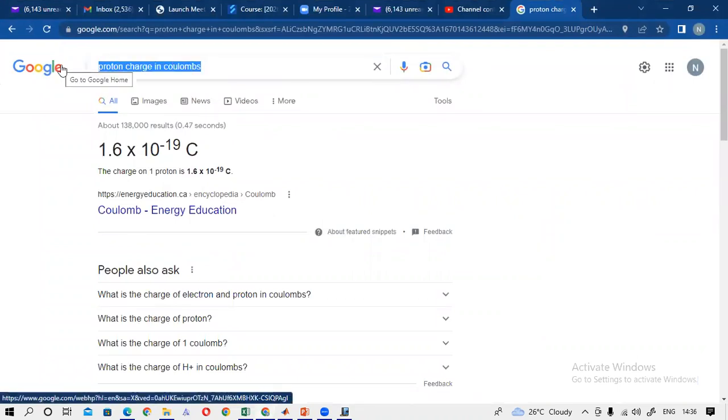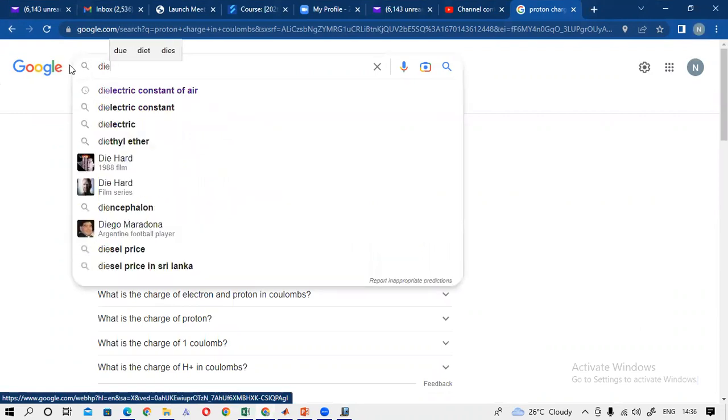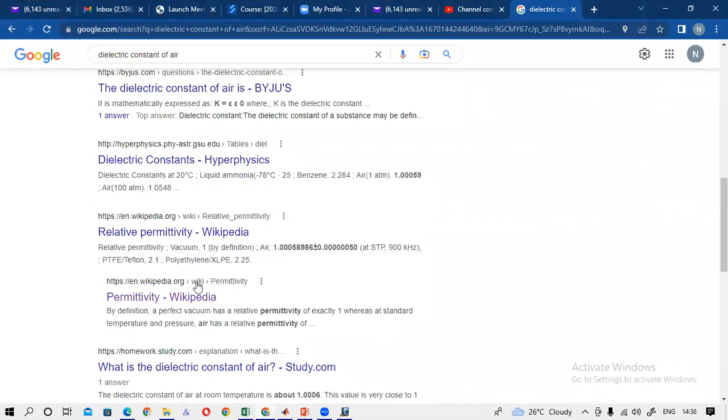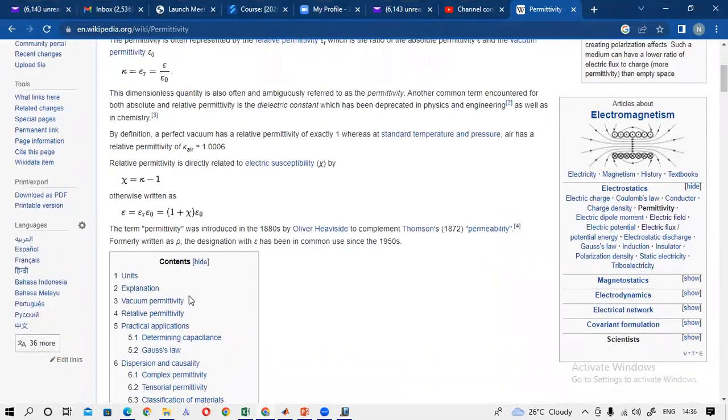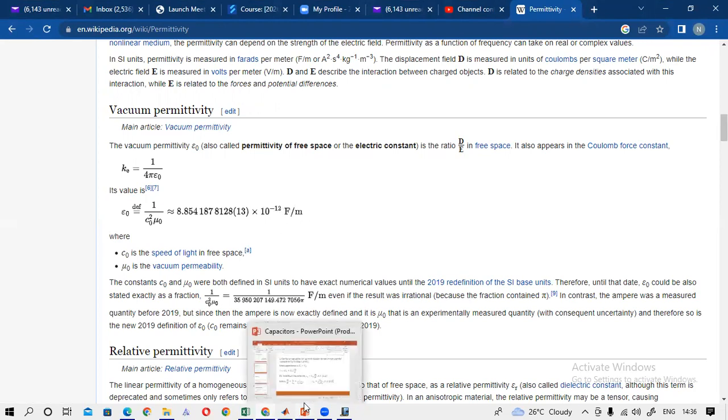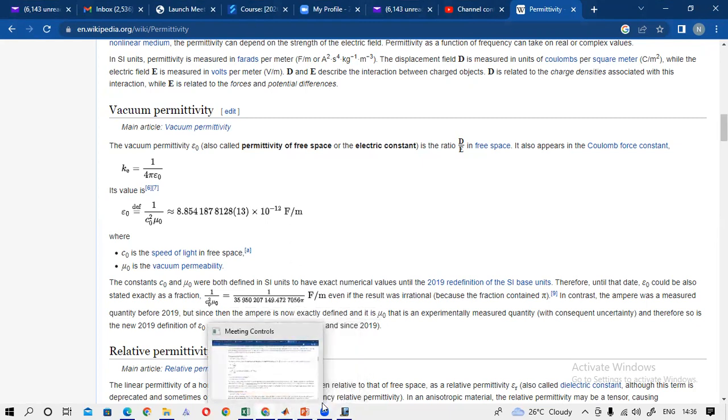Let's see it on Wikipedia, the electric constant of air. Yeah, it is farad per meter. Okay, so it is measured in farad per meter. I will come to that point also.